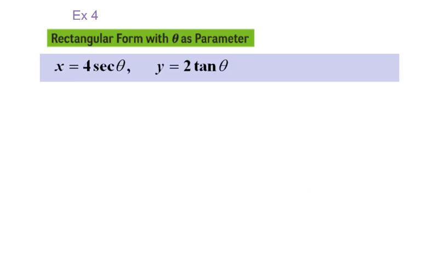Let's go to example 4. Find the rectangular form with theta as a parameter. When you have theta as a parameter, remember to try to use trig identities. We know that secant squared theta minus tangent squared theta equals 1. Therefore, you have to square both sides.